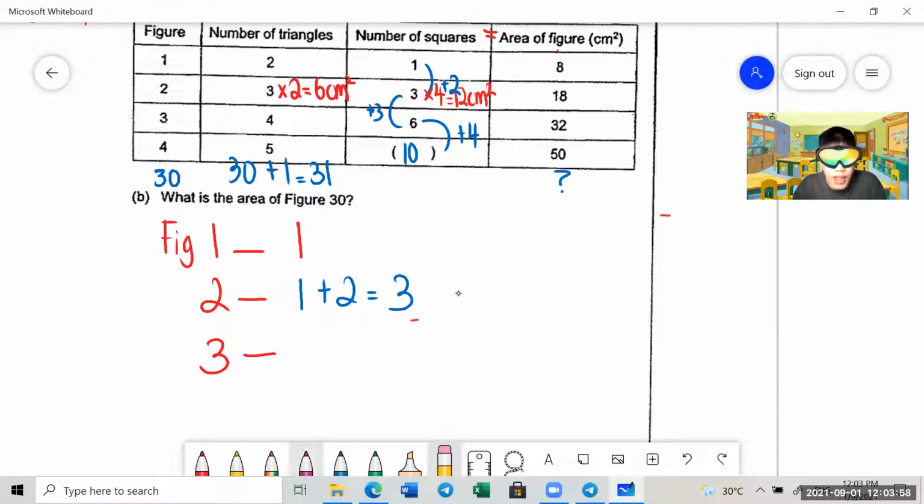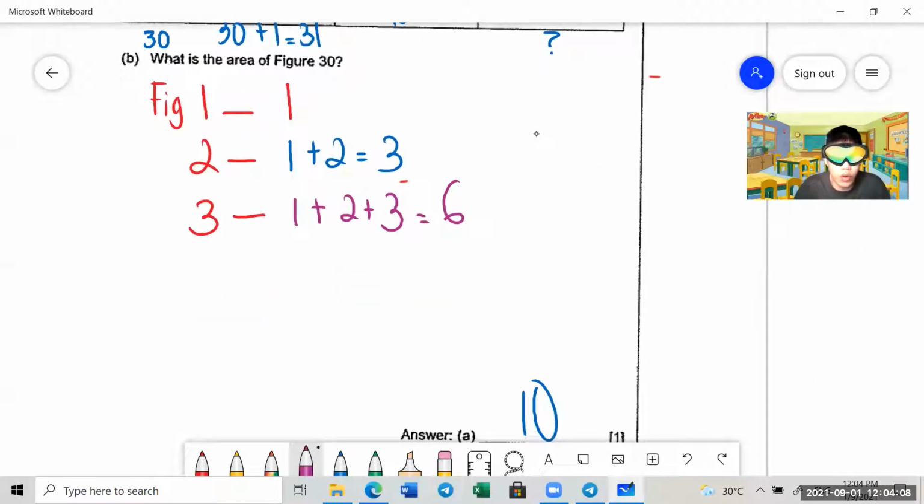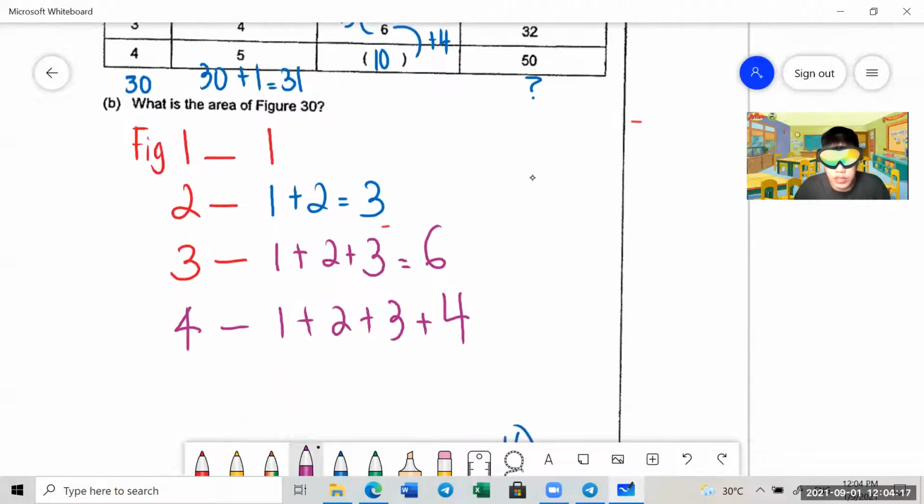Now after that I move on. Look at figure number 3, 6, right? So it's 1 plus 2 plus 3, isn't it? This is 6. 3 plus 2, 5. 5 plus 1, 6. And then after that, we go on to figure number 4. It's actually 1 plus 2 plus 3 plus 4, which equals 10. As you can see.